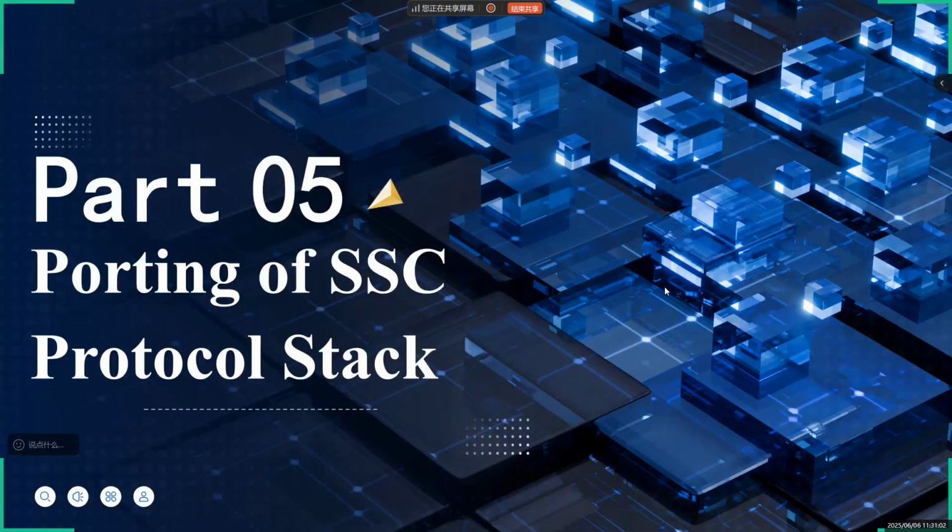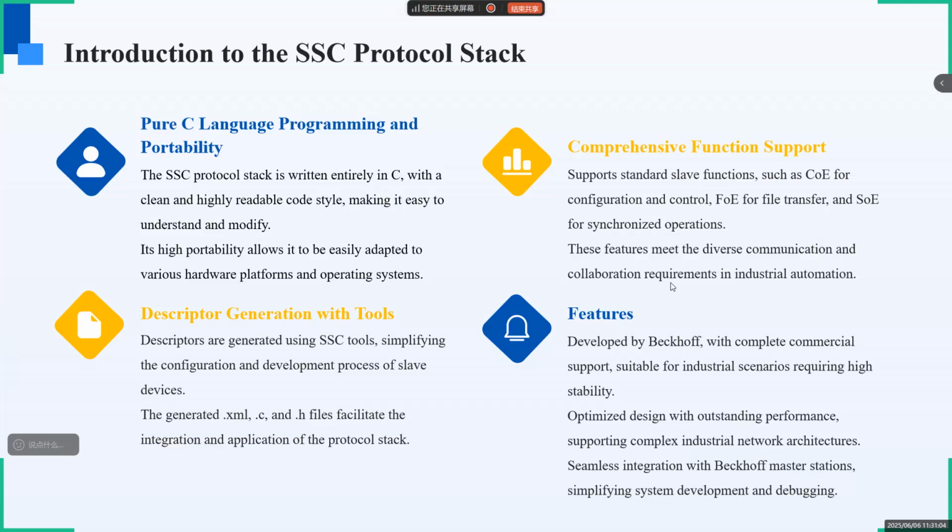Next is the porting of the SSC protocol. The full name of SSC is Slave Stack Code. It was proposed by Beckhoff Company, and it is a protocol stack specifically designed for EtherCAT slaves. Written in pure C language, it has good portability.